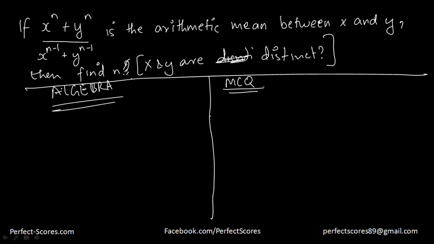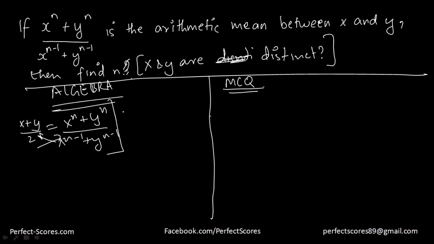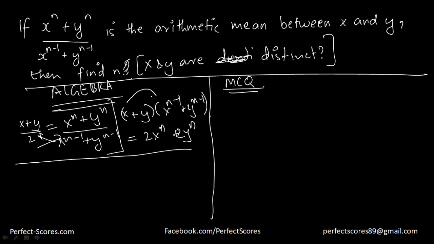So if I want to use algebra, I'll simply say that the arithmetic mean of x and y is equal to this. I can take this to that side, and I'll have x into x to the power n minus 1 plus y into y to the power n minus 1. So I'll write this as (x plus y) times (x to the power n minus 1 plus y to the power n minus 1) is equal to 2 times x to the power n plus 2 times y to the power n. So I kind of open this up.